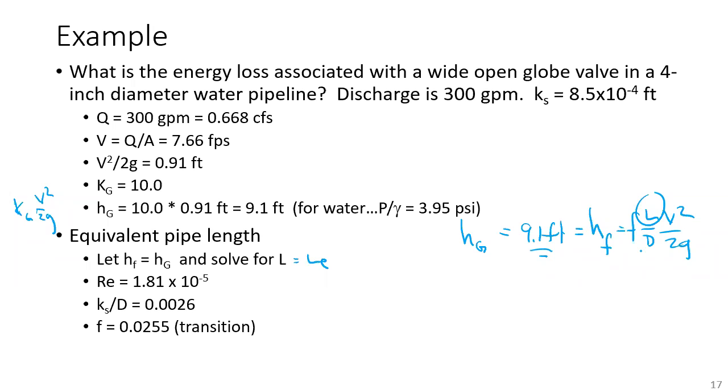So again, in the Darcy-Weisbach equation that I put over to the right, we know the velocity, we know gravity, the diameter is 4 inches, and we just found f. And we know that h sub f is 9.1 feet. So all we're doing is calculating an equivalent pipe length. And when we do that, we get that it would require almost 131 feet of pipe to give you the same energy losses represented by this one valve.